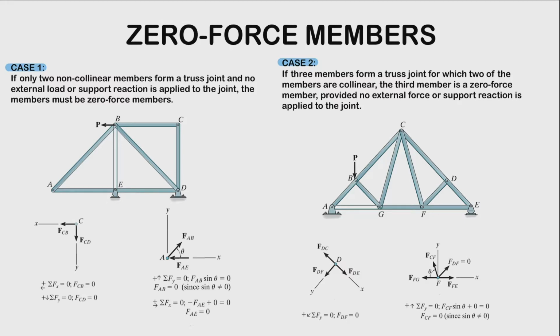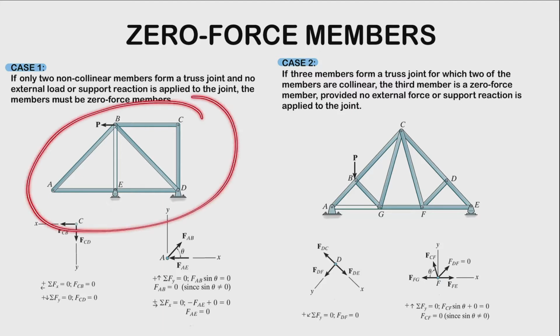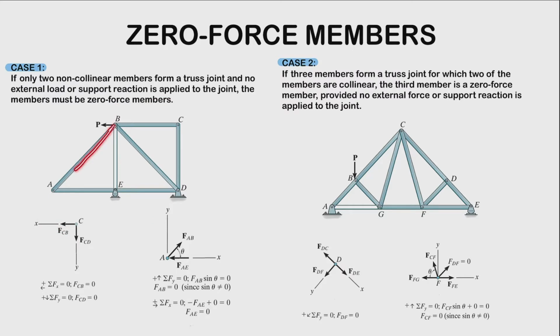Now, for case 1: if only two non-collinear members form a truss joint and no external load or support reaction is applied to the joint, the members must be zero force members. As an example right here in our truss, we have two non-collinear members, being members AB and AE, and we have no applied loads and no support reaction.